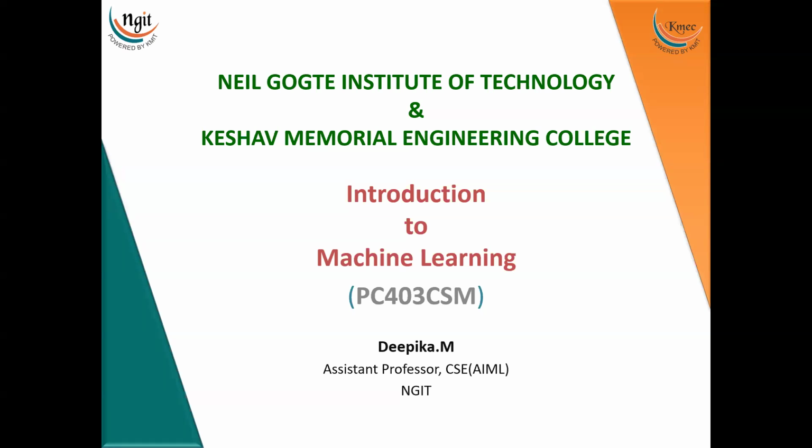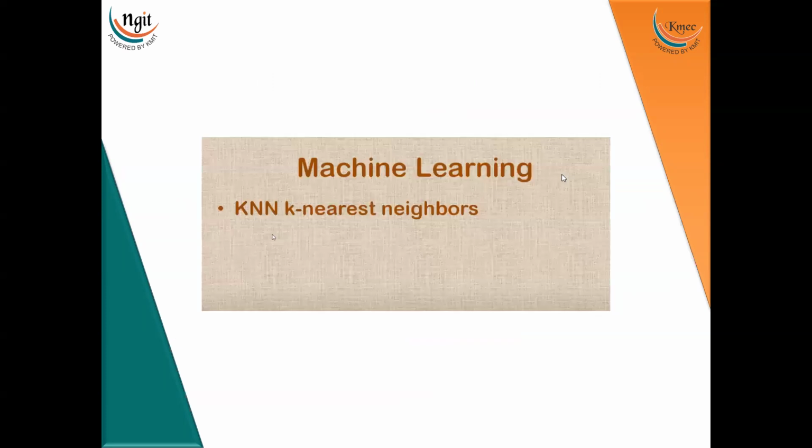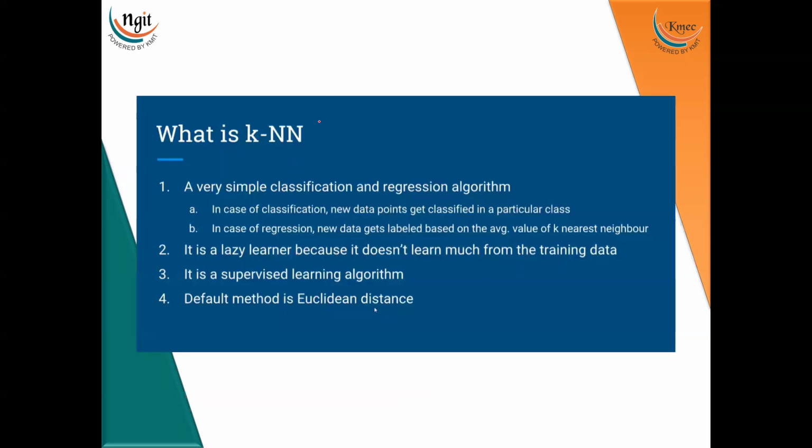Good morning, everyone. Today we are going to discuss another algorithm, that is k nearest neighbors, or simply KNN algorithm. KNN is a very simple classification and regression algorithm. In case of classification, new data points get classified into a particular class. Whereas in case of regression, new data gets labeled based on the average value of k nearest neighbors. So what are these new data points or the average value of k? We'll discuss further.